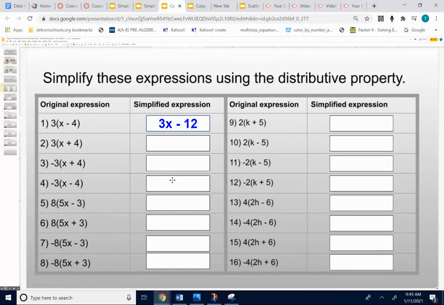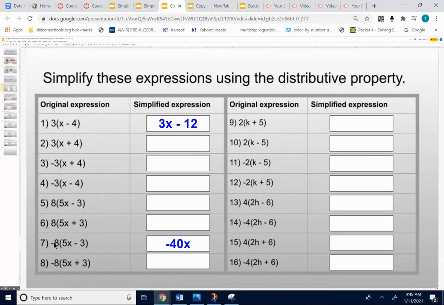Let's look at problem 7, because sometimes you're going to have a negative number outside of your parentheses. Problem 7: we want to simplify negative 8 times 5x minus 3. So we're going to take negative 8 times 5x first. Negative 8 times 5, the signs are different, so it's negative 40, but that would be negative 40x. Negative 8 times 5x is negative 40x.